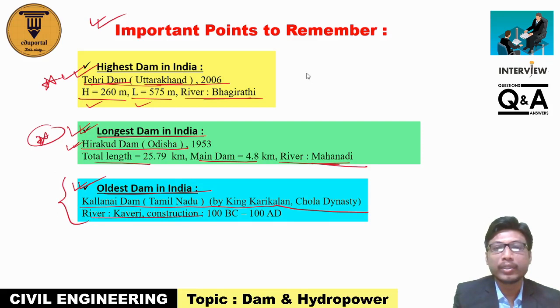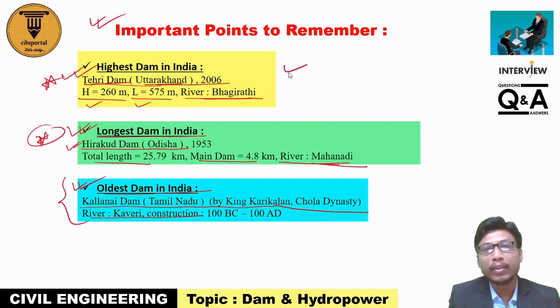So Tehri Dam in Uttarakhand on the river Bhagirathi, and Hirakud Dam in Odisha on the river Mahanadi. These two are very important.